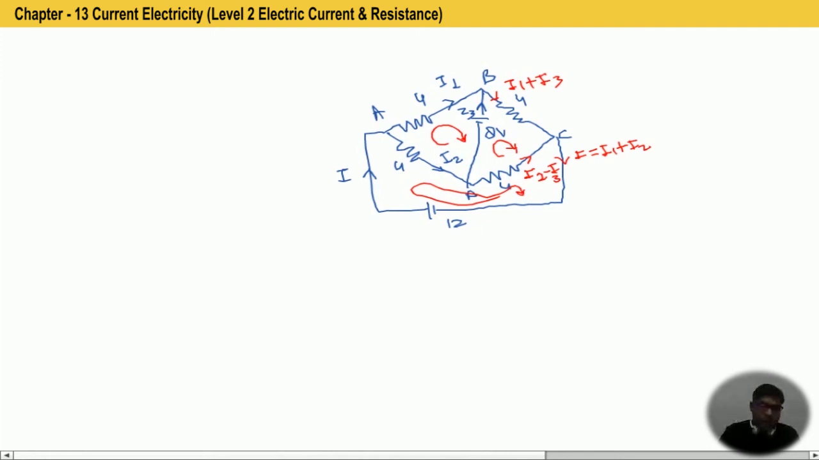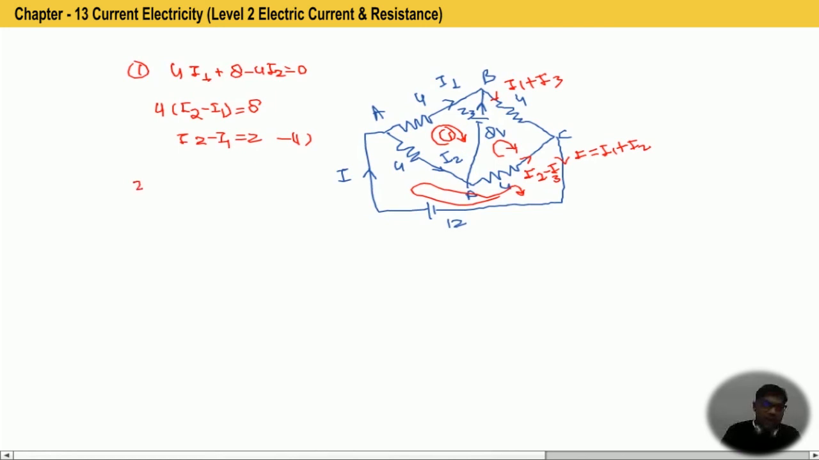So we write a KVL equation in this branch, a KVL equation here, and one KVL equation outside. For the first loop we can write 4I1 minus 8 plus 8 minus 4I2 equals 0. Or we can say 4(I2 minus I1) equals 8. It means I2 minus I1 equals 2 ampere. This is the first equation for loop number 1.